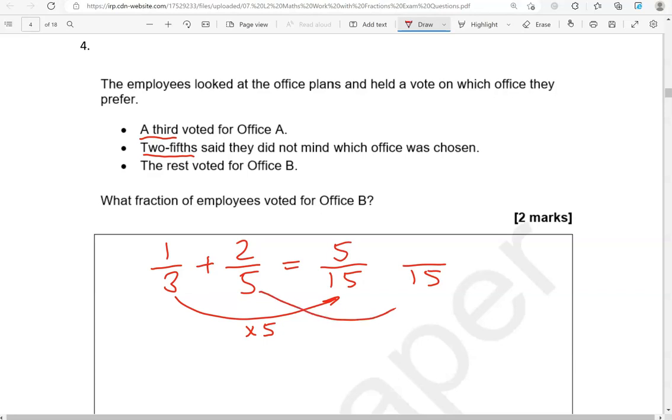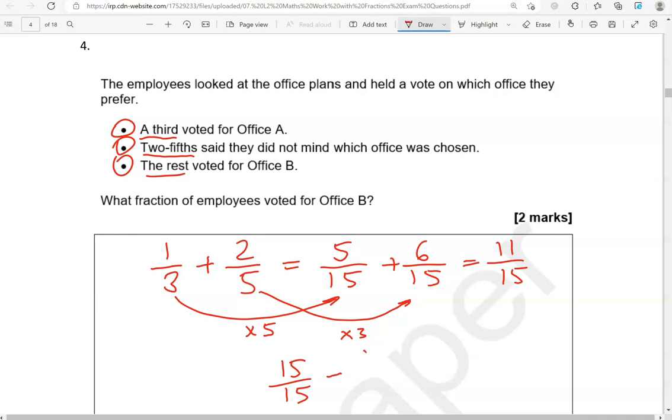To get from 5 to 15, multiply by 3, so we do the same to the top number. 2 times 3 gives us 6. 5 and 6, that is 11, so 11/15. So the total, including all these three, that would be 15/15. 1 whole, 100%, or 1 as a decimal.